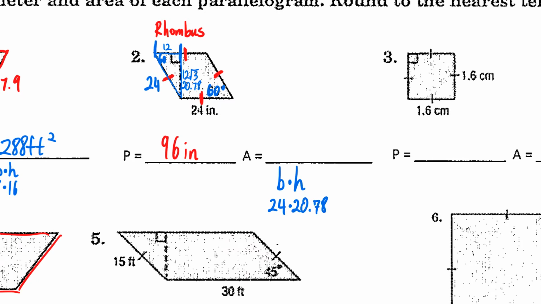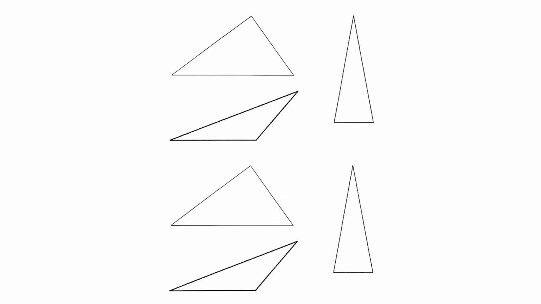So 24 times 20.78 is 498.72 inches squared. Okay. That's good on that. Go ahead and flip it to the back side of your warm-up.